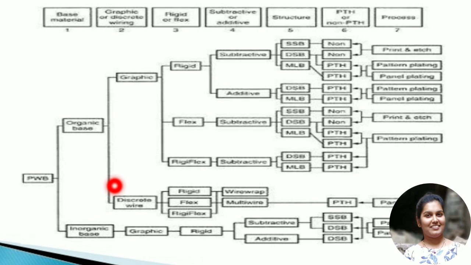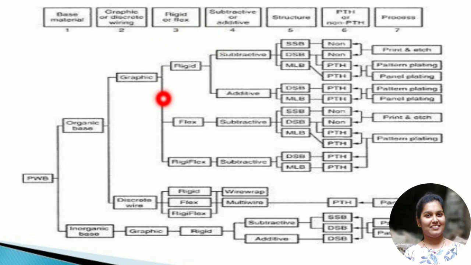Based on the graphite or discrete wiring connection, this can be of two types. So in organic base we have two classifications, that is graphite and discrete wiring connection, whereas in inorganic base we have a single one, that is graphite. And again, based on the flexibility or the rigidity condition, whether the PCB can be foldable or not foldable, or fixed, the graphite kind of PCBs can be of three types.